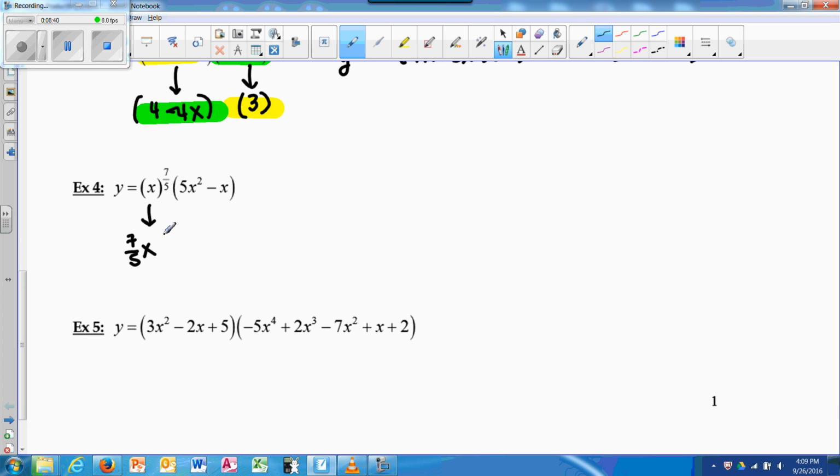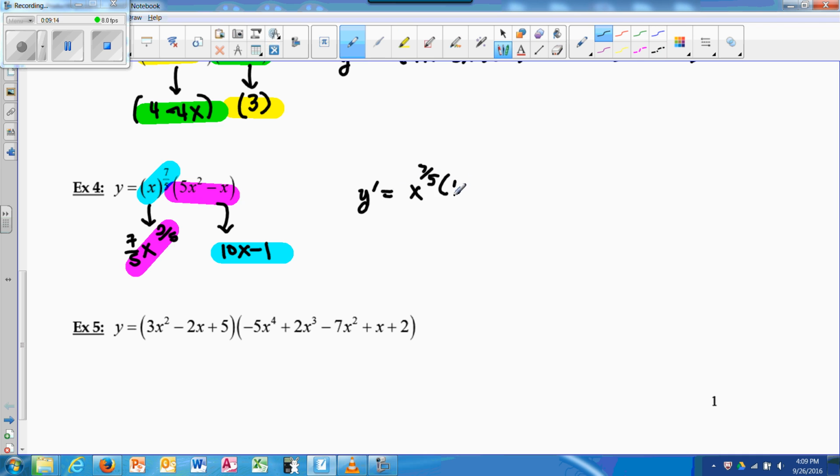Okay, so for example 4, the derivative of the first term is 7/5 x. When I subtract 1, I'm really subtracting 5/5, so that leaves me with 2/5. And the derivative of the second term is 10x minus 1. So again, using my swap here, the first term with the derivative of the second term, the second term with the derivative of the first term.